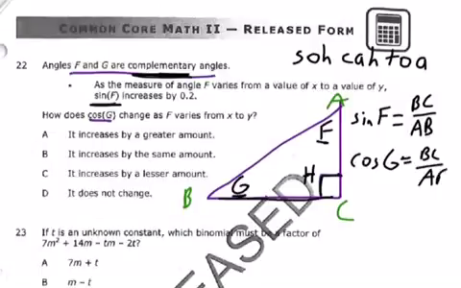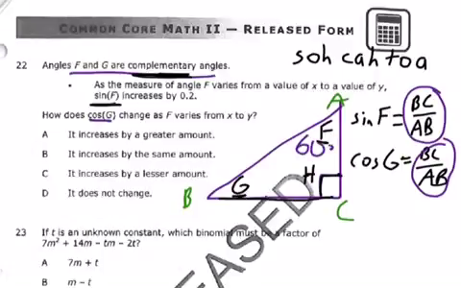I want you to look at the relationship we just figured out. The sine of F gives us the same exact answer as the cosine of G. It's the exact same two sides for both of them, so this is the exact same value. And I want to further test this. What if angle F was 60 degrees and angle G was 30 degrees?